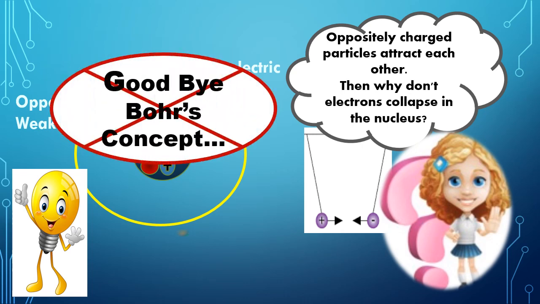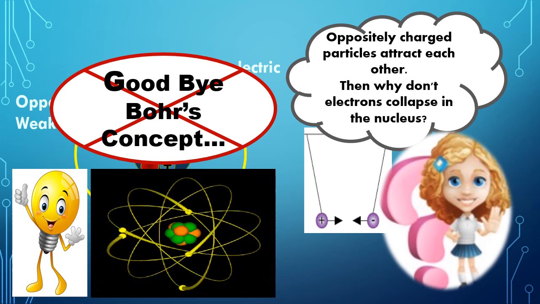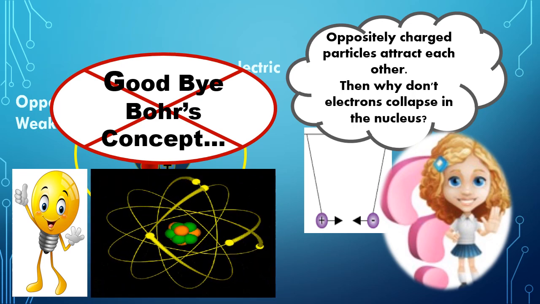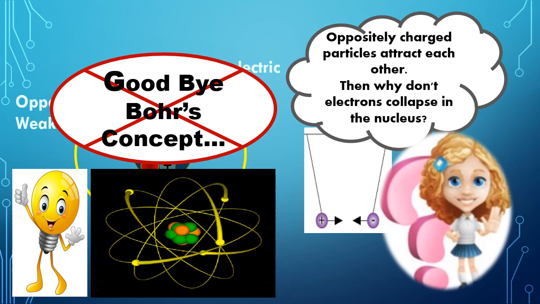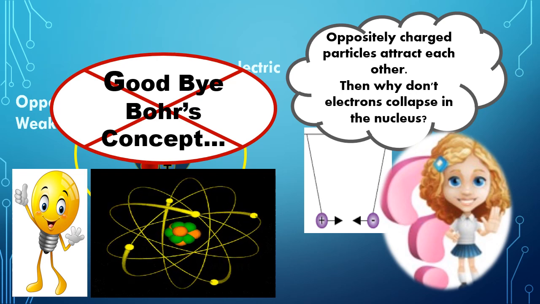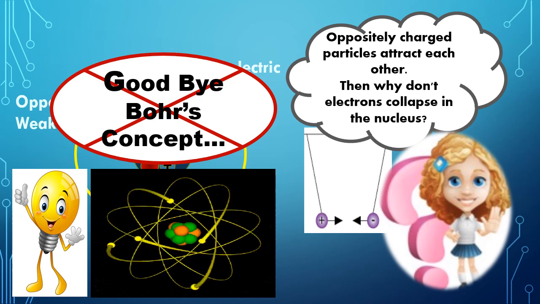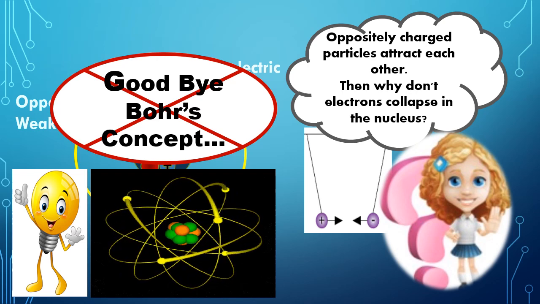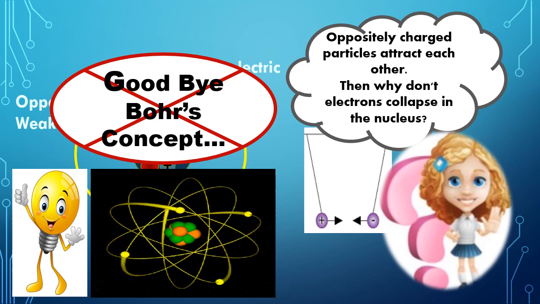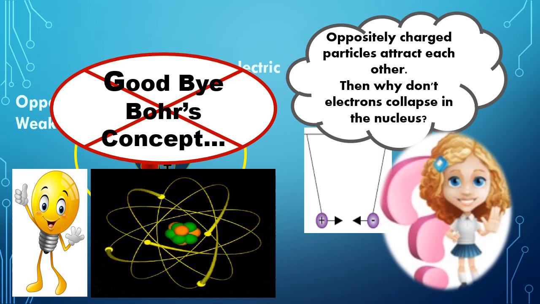The new concept says that electrons can't be treated as particles because of their very small size. Rather, they act as waves. So if we consider the electrons as waves, then these waves of electrons maintain a specific distance from the nucleus according to their position. That's why they don't collapse into the nucleus.